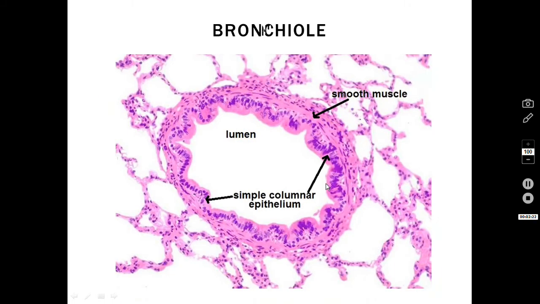If we look at our bronchiole, we still have columnar epithelium, but in some of the smaller bronchioles, it tends to transition from the pseudostratified columnar more towards being simple columnar epithelium. And you can see outside that is our smooth muscle layer, but no cartilage plates. So if we lack cartilage plates, we're looking at a bronchiole and not a bronchus.